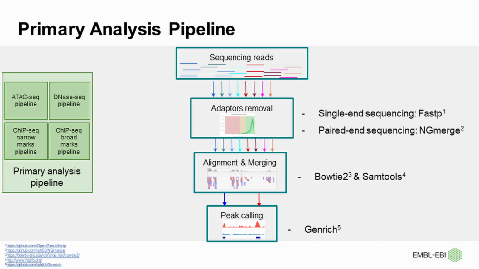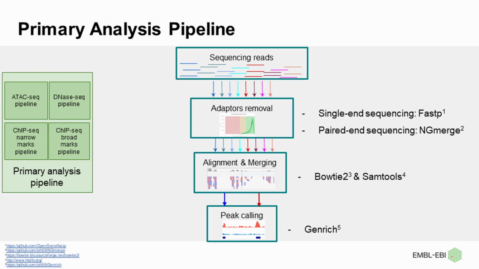This primary analysis pipeline involves a lot of different pipelines that are designed for the different types of assays that we are interested in analyzing. But all of them involve the same steps that are summarized here and are based on the same set of tools. We always start from the sequencing reads. The first step is to remove remaining adapters that can still be attached to the sequencing reads. For doing that, we use FASTP for single-end experiments and NGmerge for paired-end sequencing experiments.